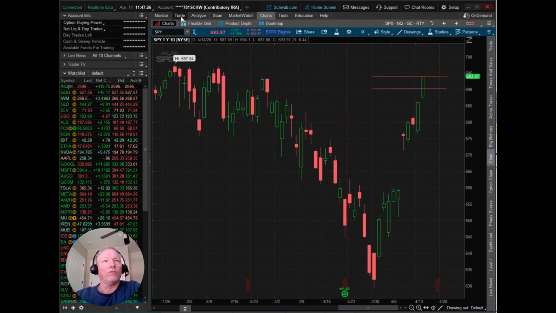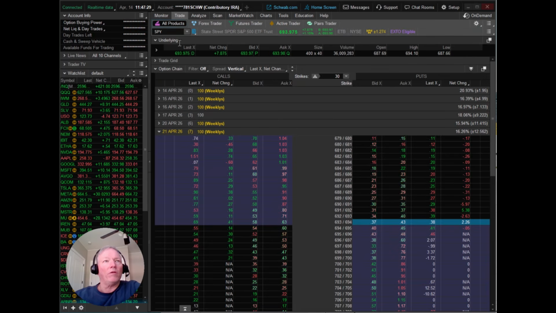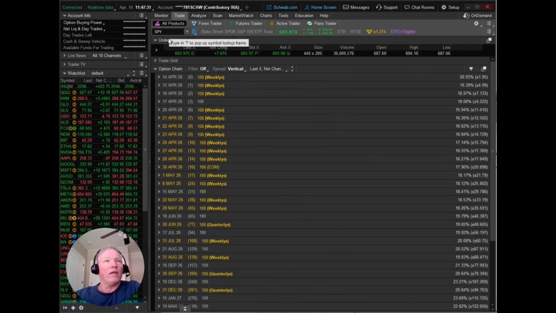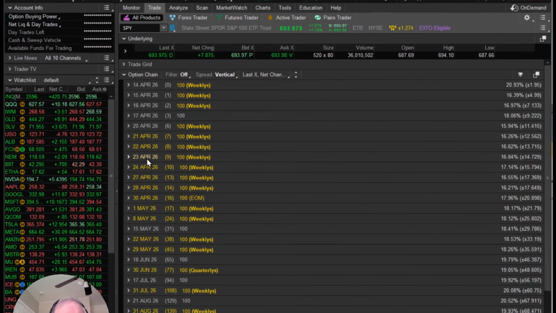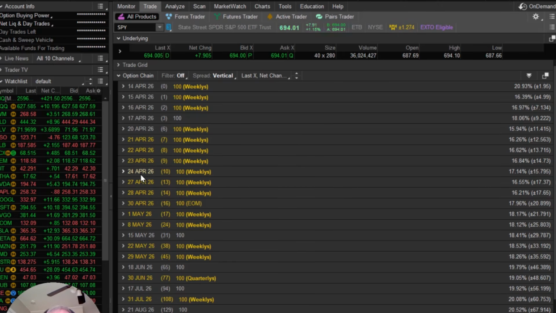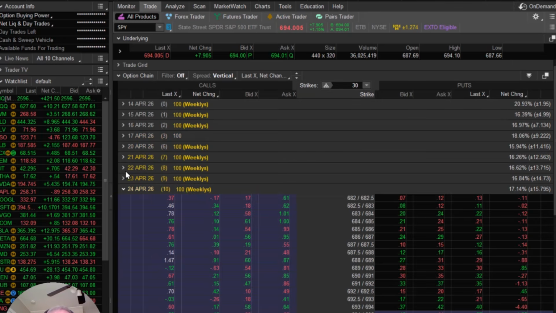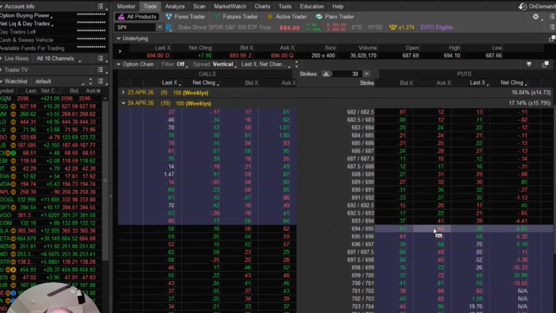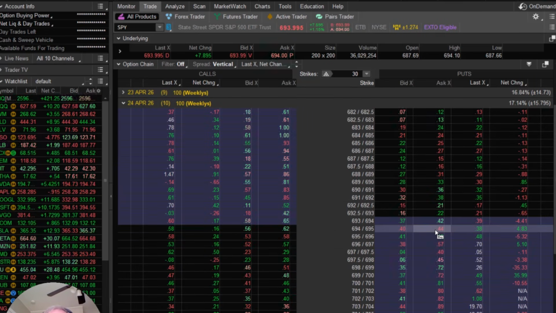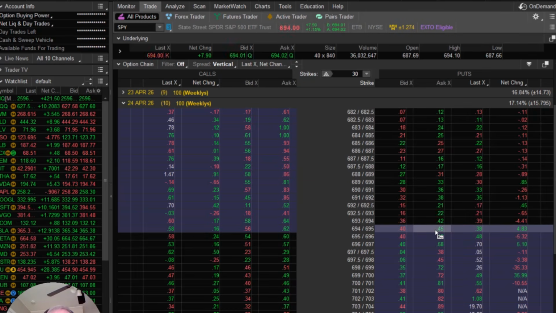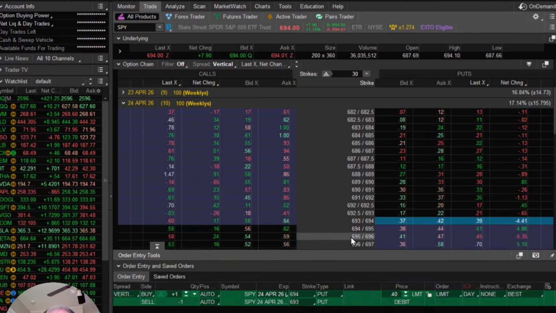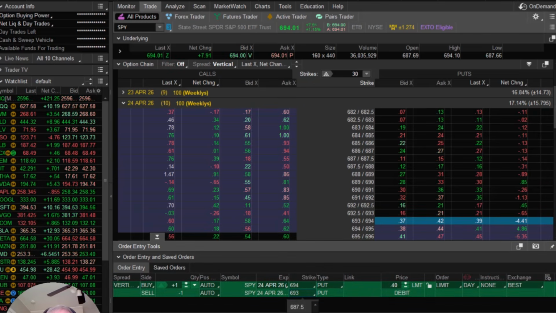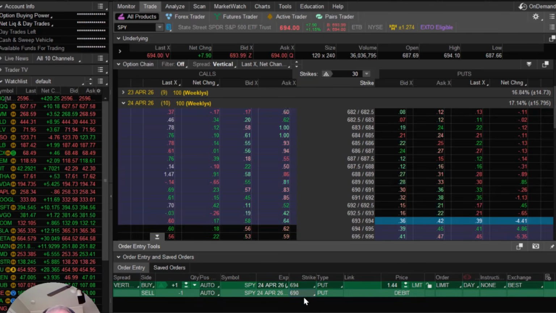So let's come on over to the trade tab on ThinkorSwim, and we've typed in SPY here. Now let's look for an expiration date that's maybe out, give us some time, 10 days to the 24th of April. And if we pick a strike that is currently trading at or near the money, if we chose the 694 strike and sold the 690 strike, that's a $4 wide spread.